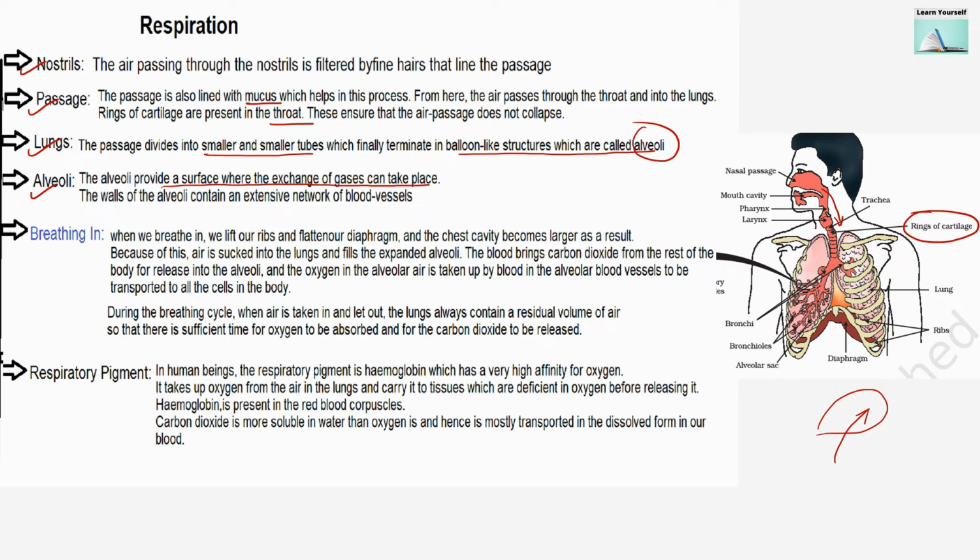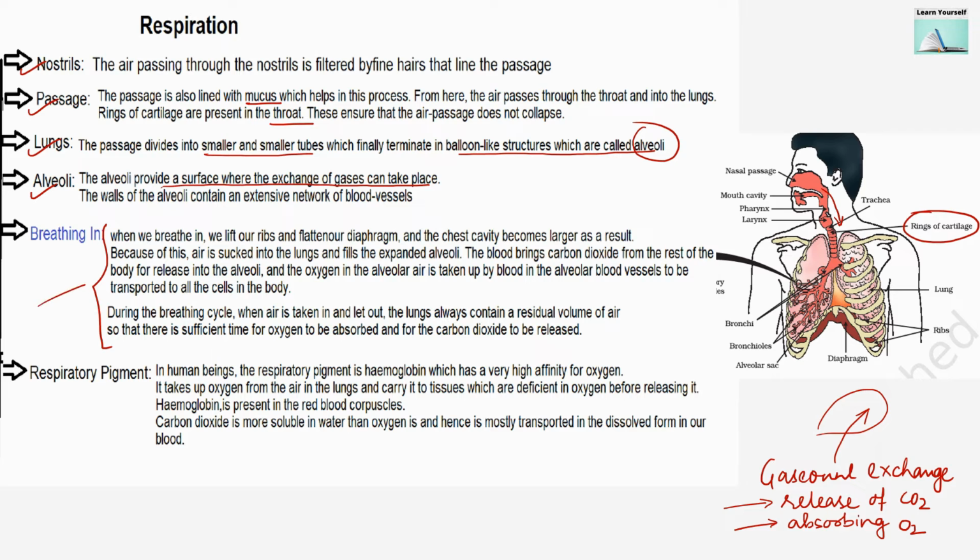Now what is gaseous exchange? Gaseous exchange is the release of CO2 and the absorbing of oxygen from the fresh air. That is termed gaseous exchange. So whenever I refer to gaseous exchange, it means it happens both ways: it is removing carbon dioxide, and it will absorb oxygen from the fresh air. How this process happens, we are going to learn in this paragraph.